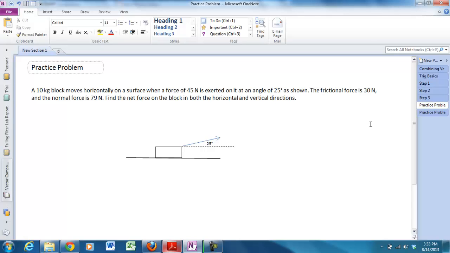So I'd like you to pause the video at this point, get out a piece of paper and your calculator, and see if you can find the answer to this, and then you can come back and unpause it, and I'll show you the solution.